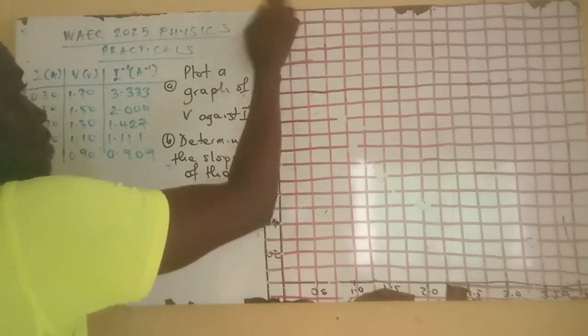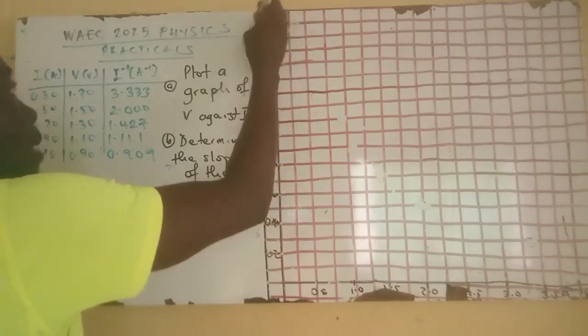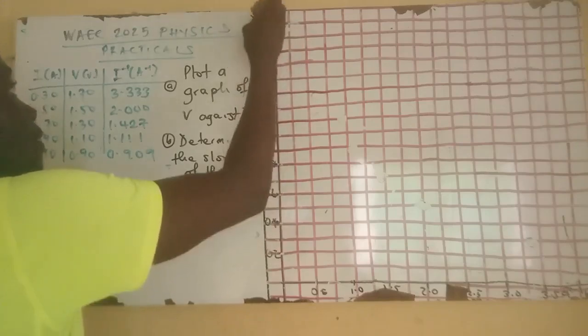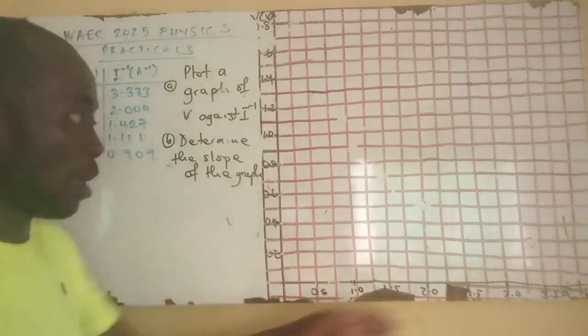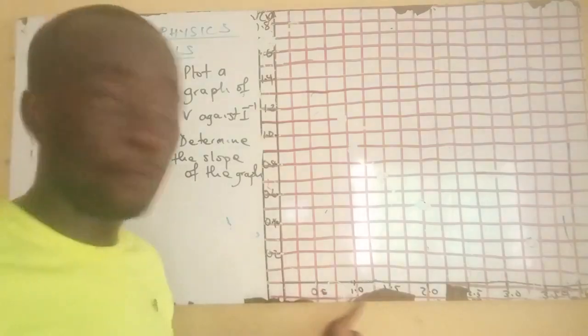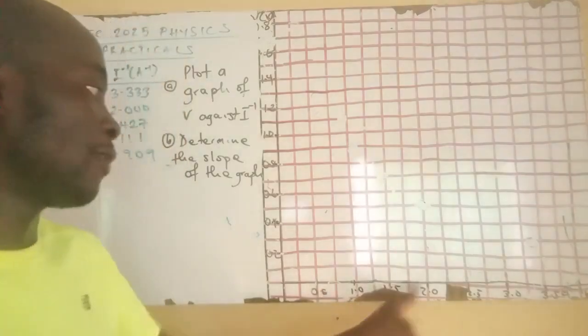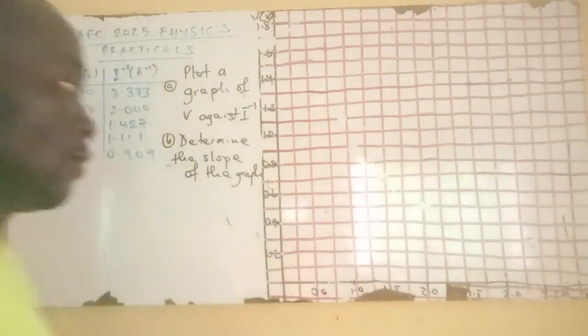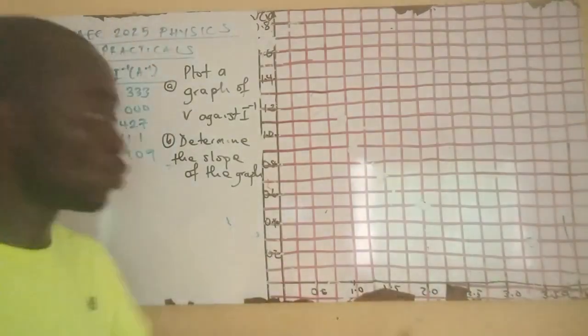1.6, and this place will be what? 1.8. Now this one will now be V into V. Now this one, I think we are okay. 0.5, 1, 1.5, 2, 2.5, 3, 3.5, and so on like that. So we are okay with this.